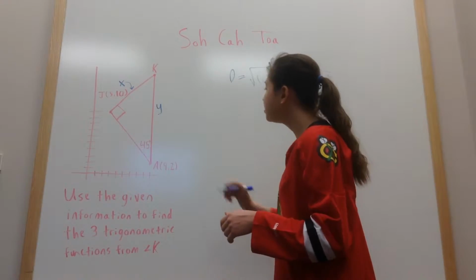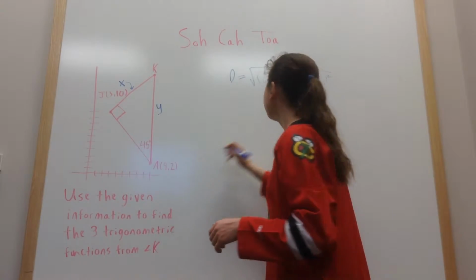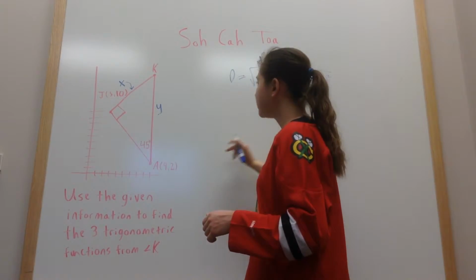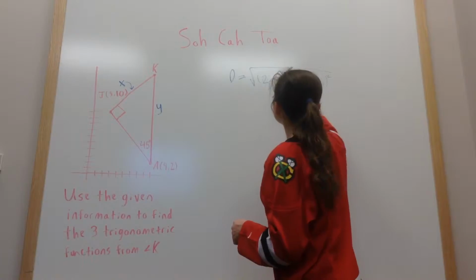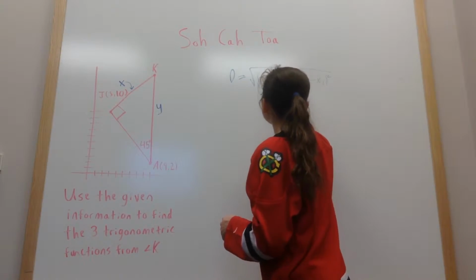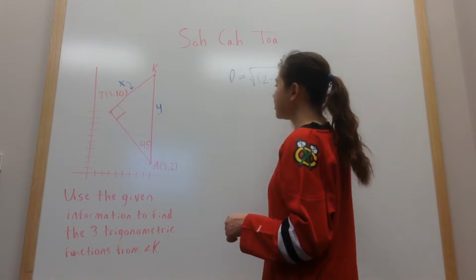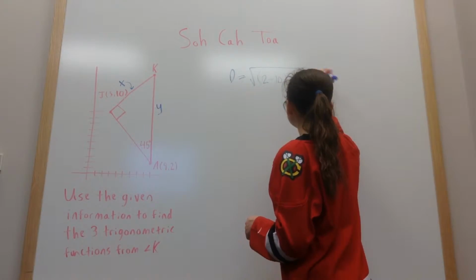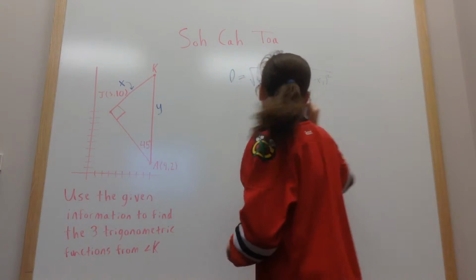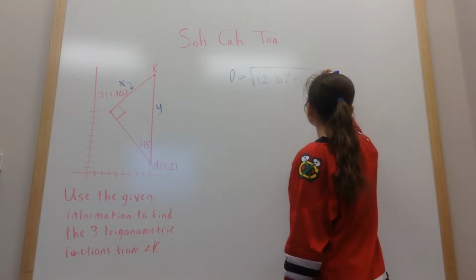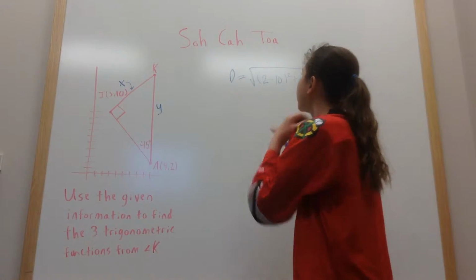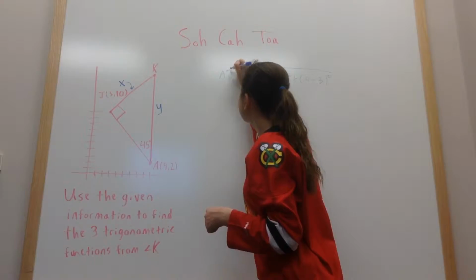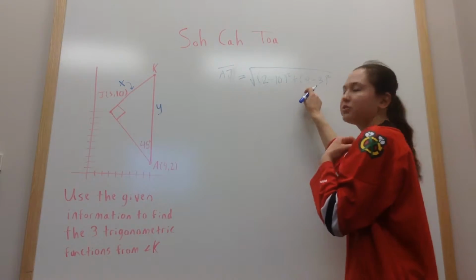So for my y sub 2, I'm going to say that's my 2 from A, 2 minus y sub 1, or 10, plus x sub 2, that'll be my 9, minus x sub 1, or 3. So let's find this distance then. I'm going to relabel this as segment AJ. So let's simplify it under this radical now.